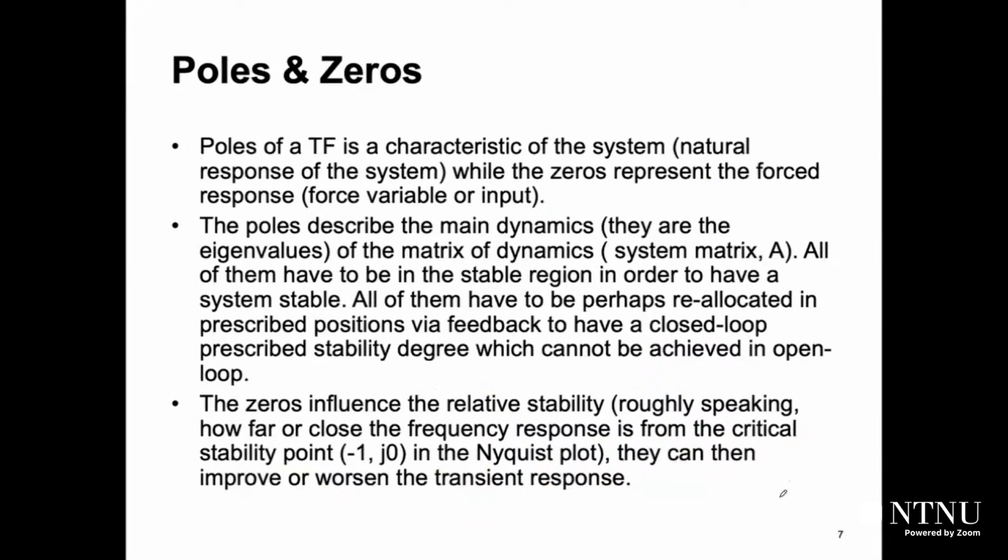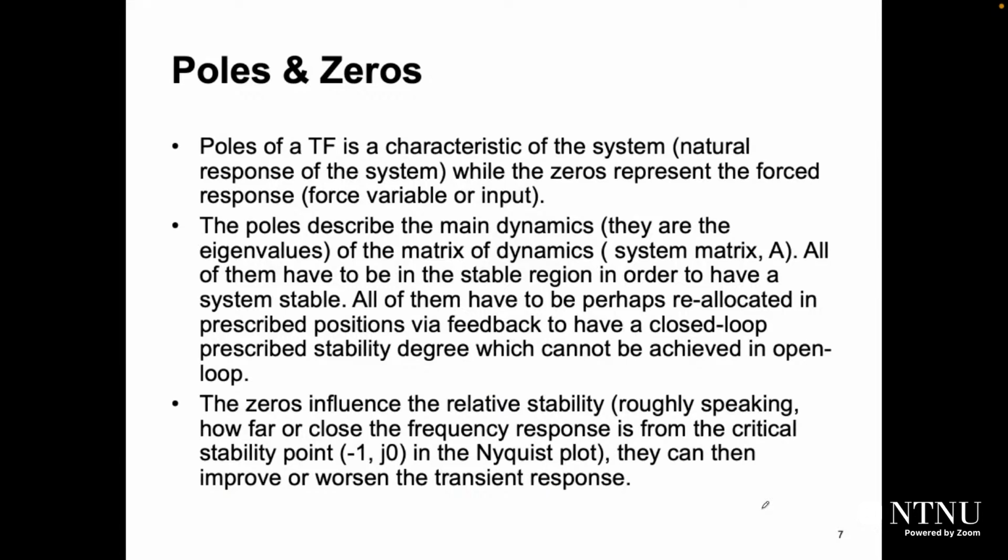So the poles of the transfer function are a characteristic of the system, and they are connected with the natural response of the system, while the zeros represent the forced response. Forced response means this is the forced variable or the input. Forced component, it's due to the input. We try to force the system to follow something. So we can say that poles are connected with the system dynamics, but zeros are connected with the input, right? It's the forced variable or the input.